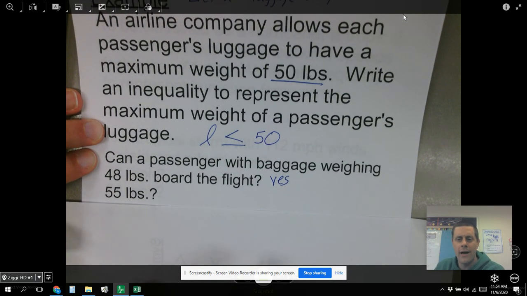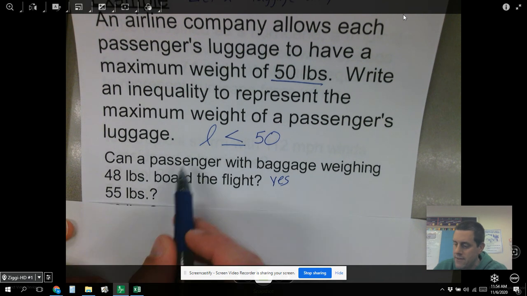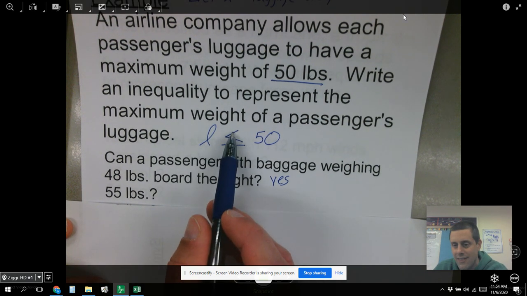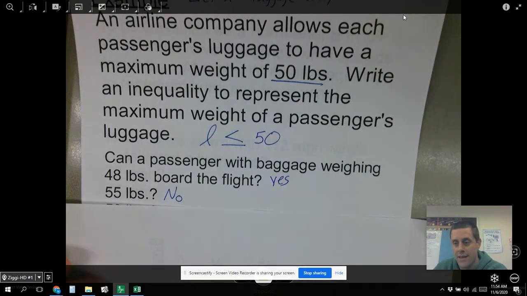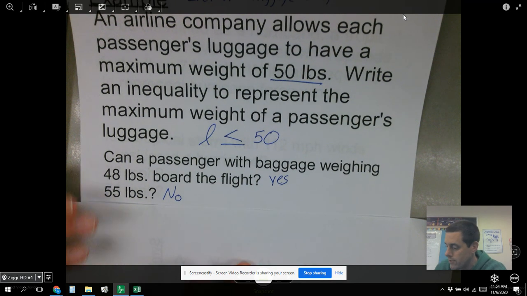Next question. What if their bag weighed 55 pounds? If you plug the 55 into L, is 55 less than or equal to 50? No, it is not. So 55 is not a solution. A passenger with a bag weighing 55 pounds would not be able to board the flight.